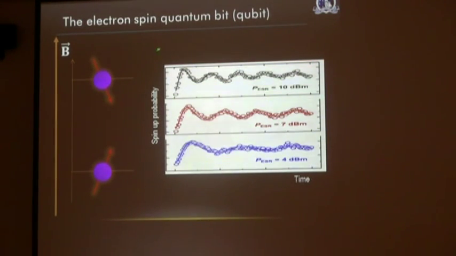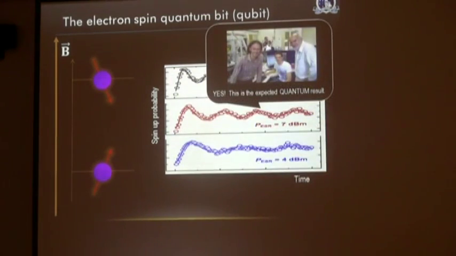We see that the probability amplitude oscillates with time. This is the signature of the quantum system being in two states at the same time. Instead of it always being 50%, it oscillates between 0 and 1, but gradually it decays to the classical value of 50%. So this is a working qubit.